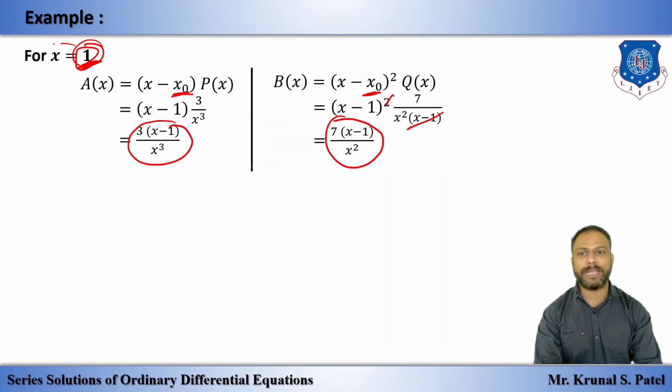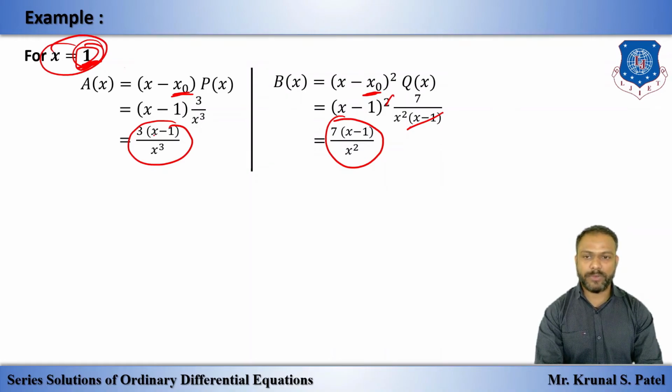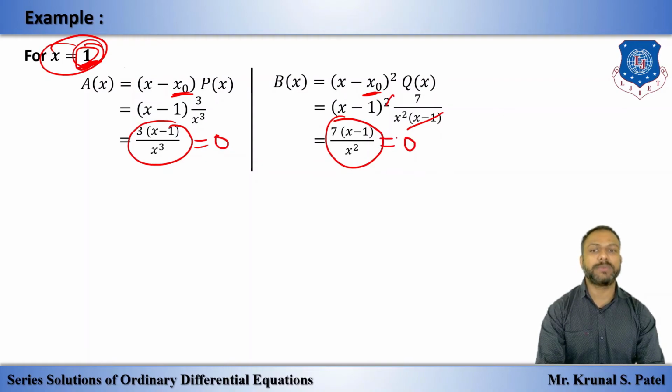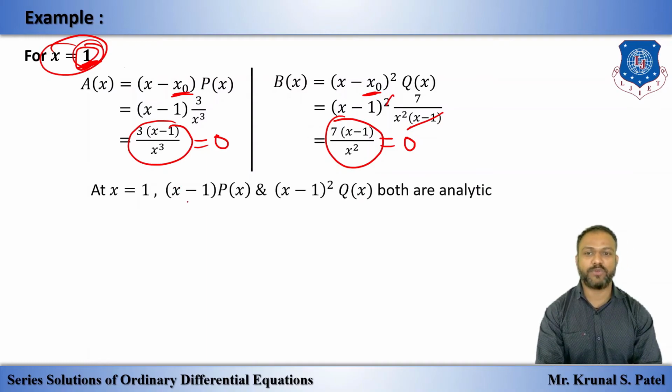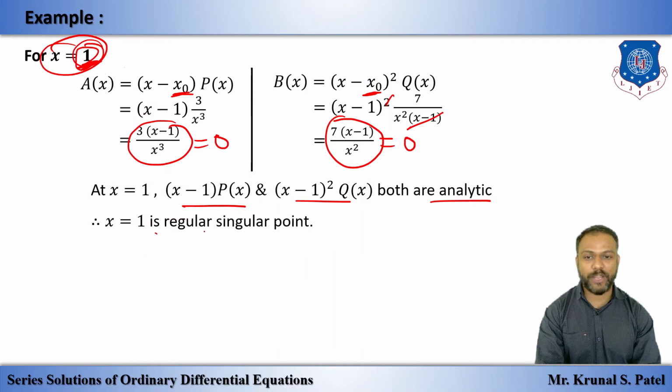In this we will put x is equal to 1. If we put x equal to 1 here, 1 minus 1 is 0, so 3 into this becomes 0, and similarly this also becomes 0. That means both are finite. 0 is a finite number, it is not infinite, so both are analytic. So at x equal to 1, both are analytic, so x equal to 1 is a regular singular point. So this is the process of how to find singularity.